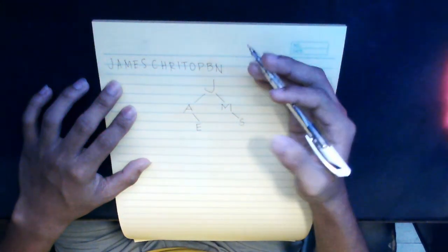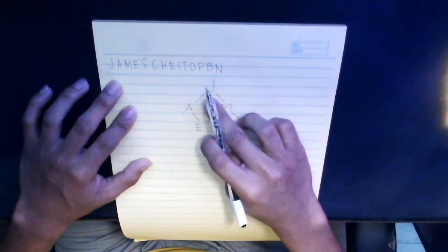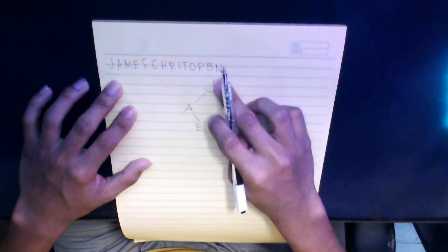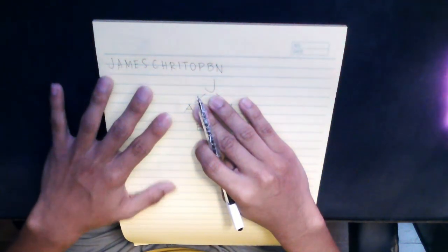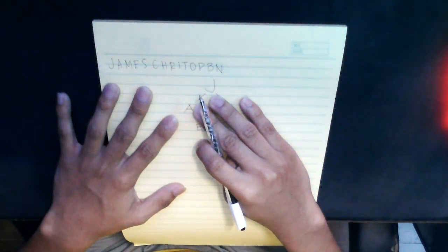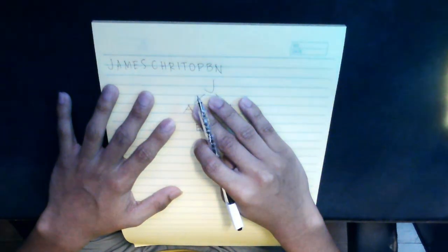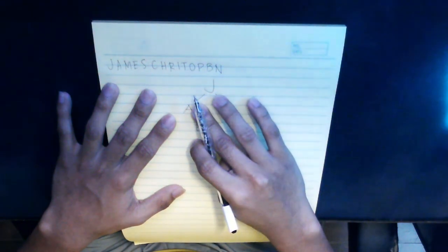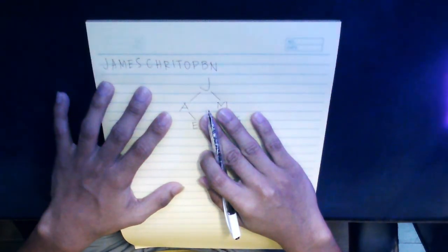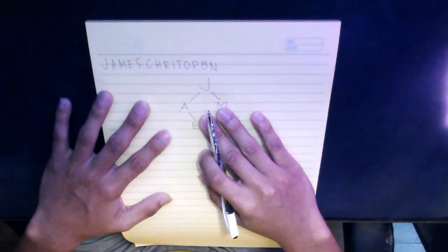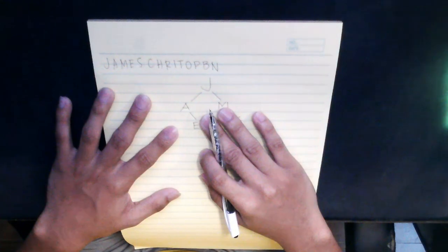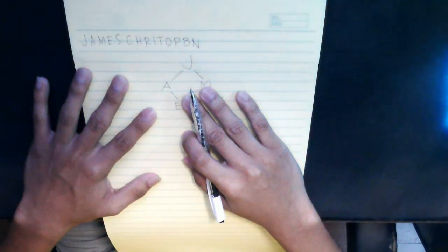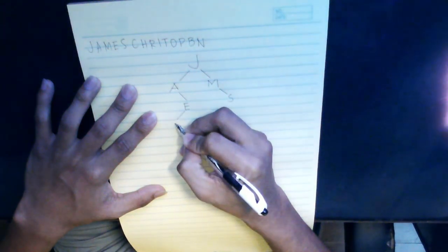Next one is letter C. C is less than J, so we're going to put it at the left child of J, which is occupied by letter A already. Since C is greater than A, we're going to put it on the right child of A. But since it is already occupied by letter E, we're going to compare C with letter E. Since C comes before E, we're going to put it as the left child of E.